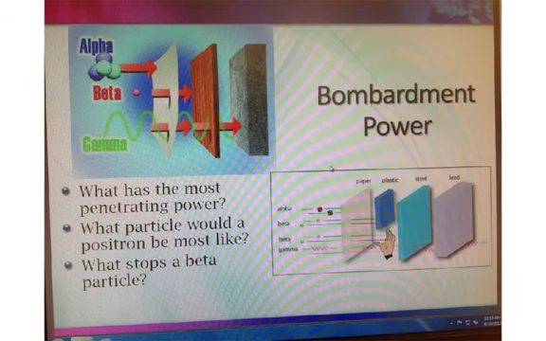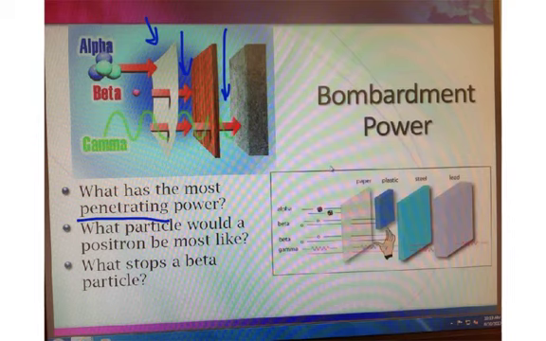Okay, this is a very important graph or chart that you want to look at and be able to interpret. If you look at this, you see the alpha particle, which is here. You see the beta particle, and you see the gamma. Which one has the most penetrating power? Penetrating means to be able to break through. So which one is able to break through the most?